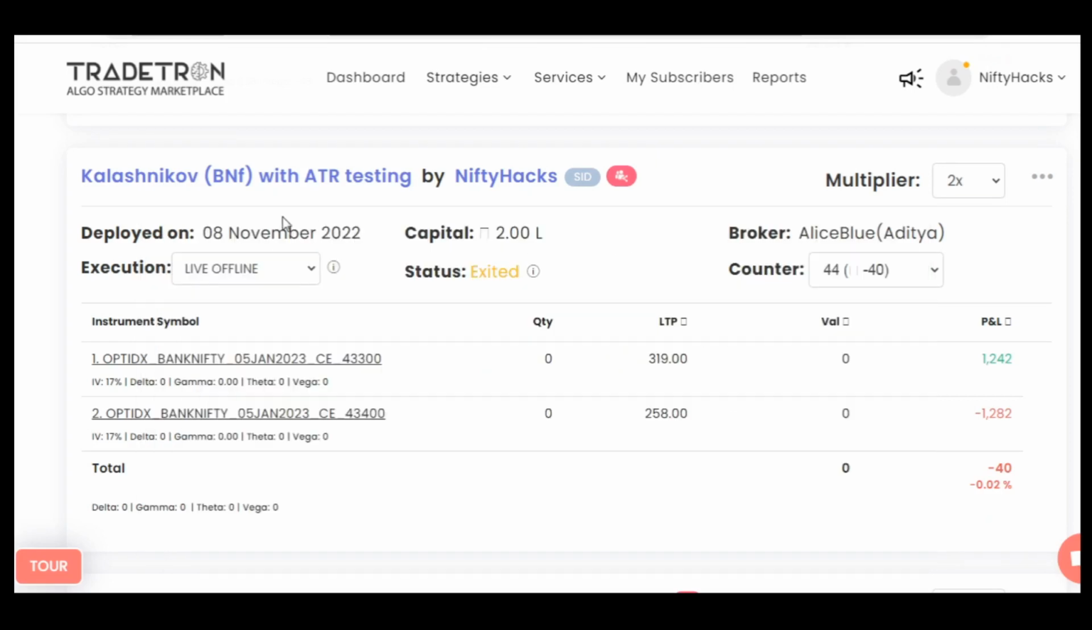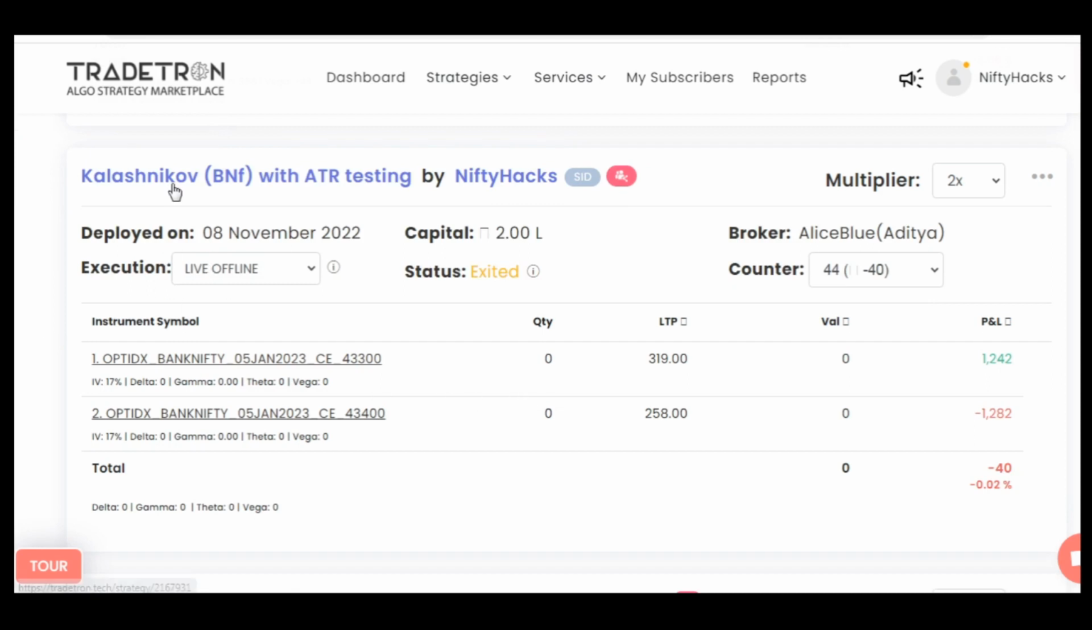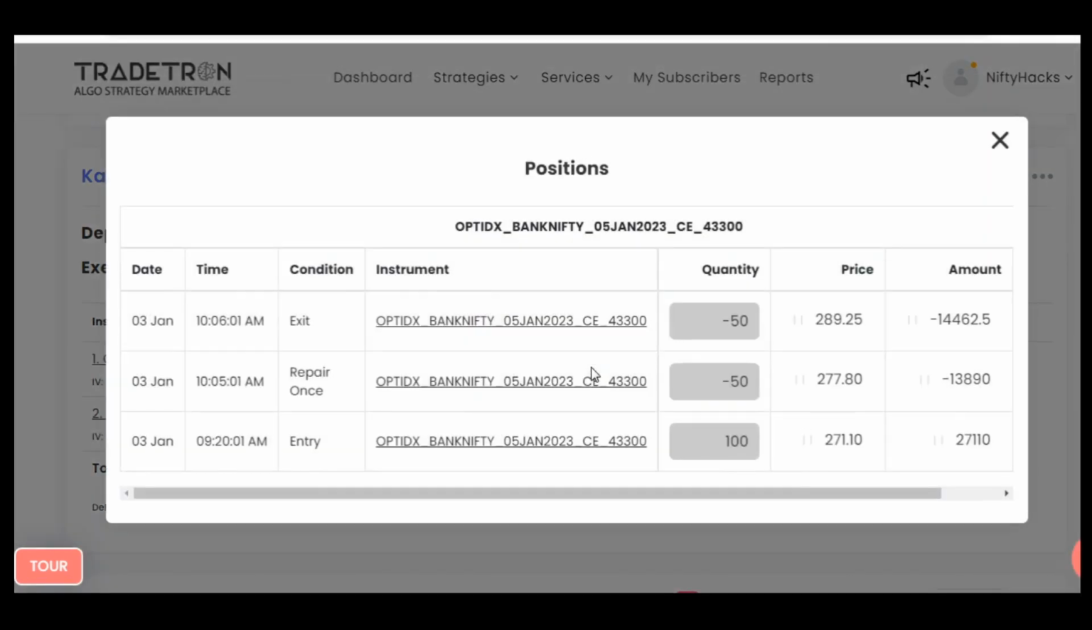So this is today's comparison video between both the versions of Kalashnikov. Today also there is a slight P&L difference between both the versions, but again this is due to slippage only. In the original strategy there is a little bit more slippage than in this modified version with ATR. Again, there is no put side trade taken, only two call side trades were taken, and we can say that we exited cost to cost. We ended the day with no loss, no profit kind of thing. So let's compare both the entries.